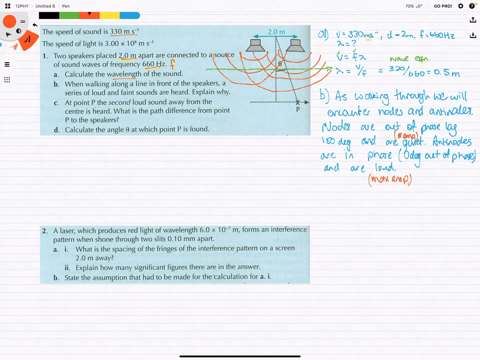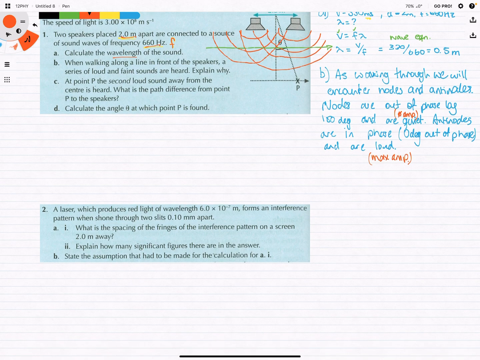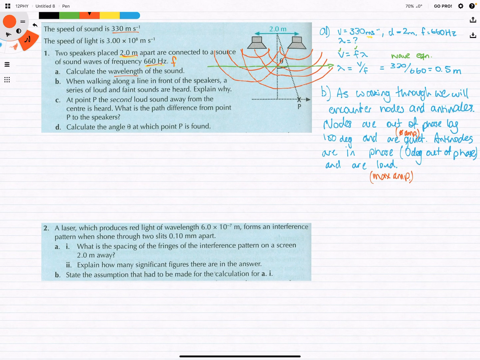Let's look at C. At point P, the second loud away from the center is heard. What is the path difference from point P to the speakers? We can think about this really easily. I think we can understand using the relationship we developed through our interference worksheet, or we can try and calculate it if we prefer.